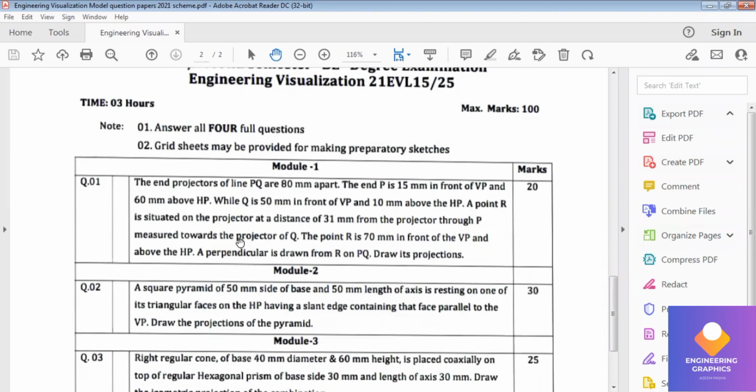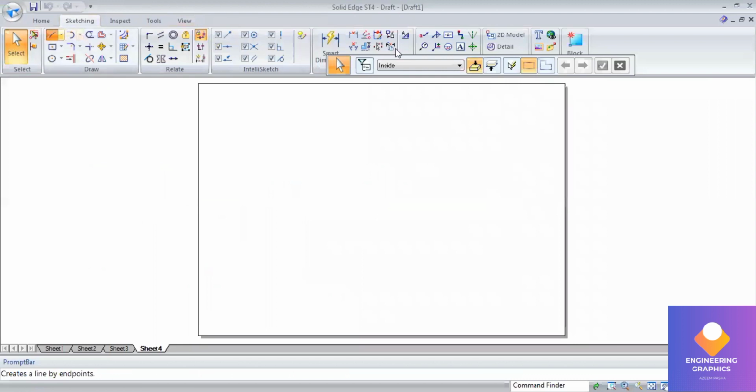The end projectors of line PQ are 80 mm apart. P is 15 mm in front of VP and 60 mm above HP, while Q is 50 mm in front of VP and 10 mm above HP.